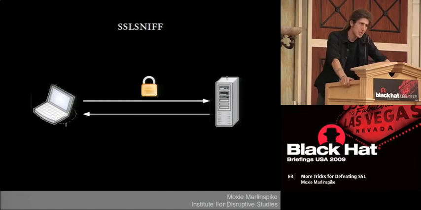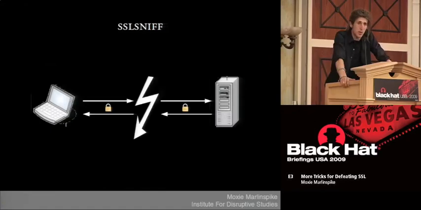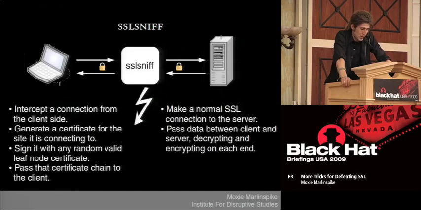So imagine you have this picture. A client's trying to connect to a server over SSL. SSL-sniff performs a man-in-the-middle attack, where it intercepts the client's connection and generates a certificate for the site that the client is trying to connect to on the fly, and it signs it with any random valid leaf node certificate you have and passes the whole thing back to the client.